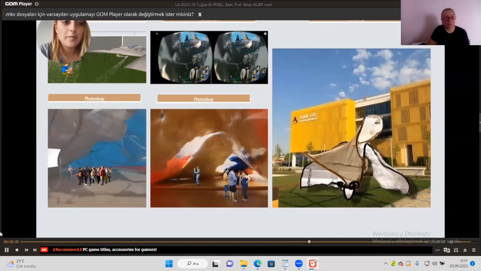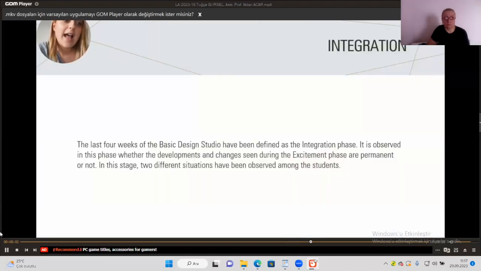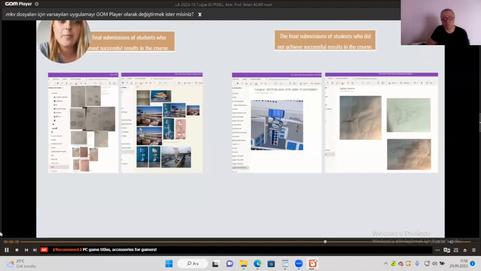The last 4 weeks of the Basic Design Studio have been defined as the integration phase. This stage is named the integration phase, as students collectively demonstrate the target awareness towards the architecture profession and education within the studio, allowing them to integrate their understanding effectively. It's observed in this phase whether the developments and the changes seen during the excitement phase are permanent or not.